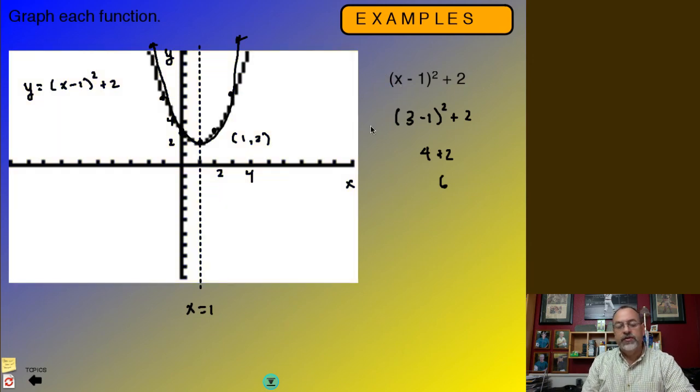All right, so that's how you graph using vertex form. I hope that was helpful. In the next video, we're going to learn how to write equations now in vertex form, given 2 points or given standard form. So we're going to tackle all those in one video.